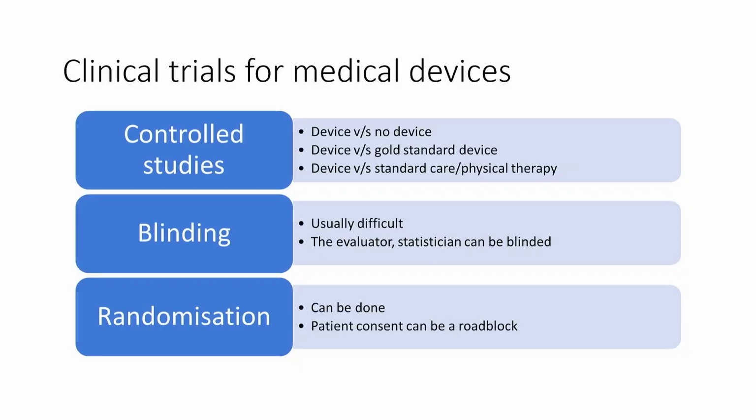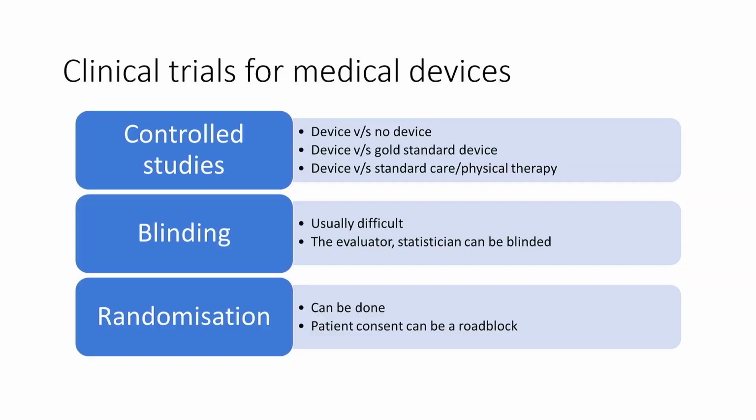So clinical trials for medical devices, biomaterials, and tissue constructs include control studies which have device versus no device, right? This is an example. Similarly, tissue construct versus no tissue construct, or biomaterial versus some other standard material. Similarly, device versus gold standard device. Like I said, it could be a tissue constructed or bioprinted skin graft versus a standard skin graft. Device versus standard care or physical therapy, right? So one case could be you just naturally allow a wound to heal versus you apply some kind of wound healing hydrogels to heal, right? So these are controlled studies.